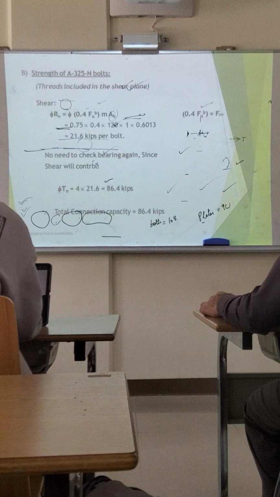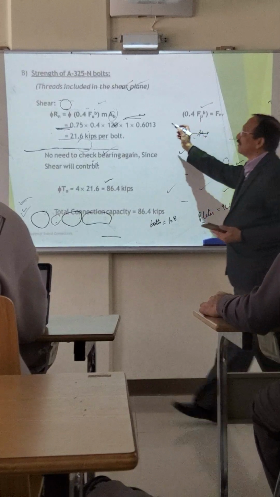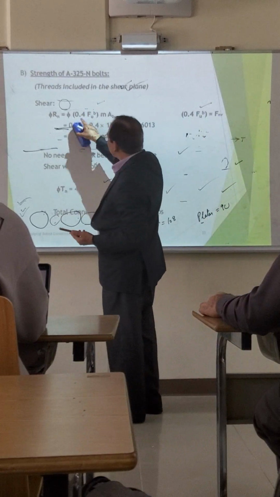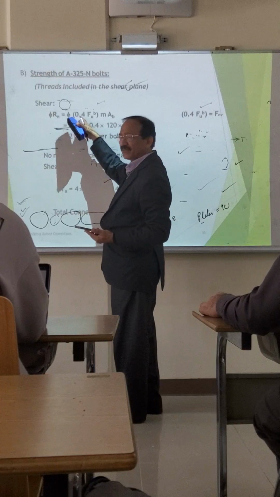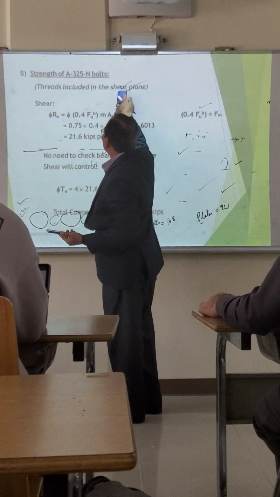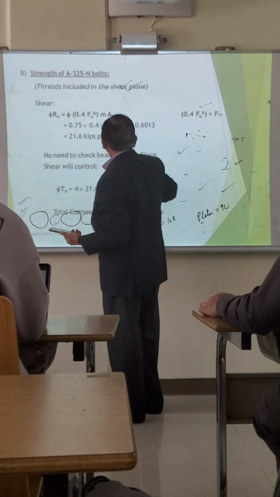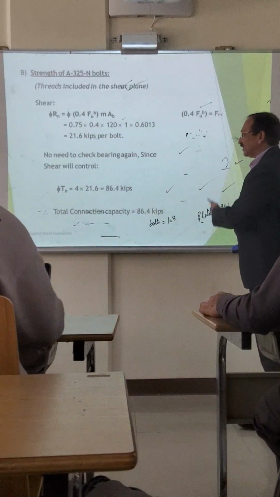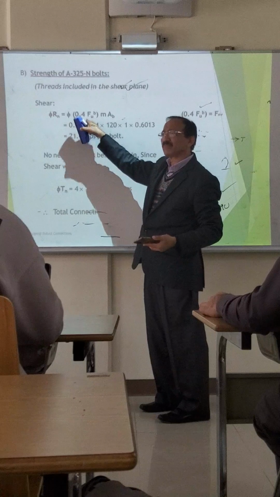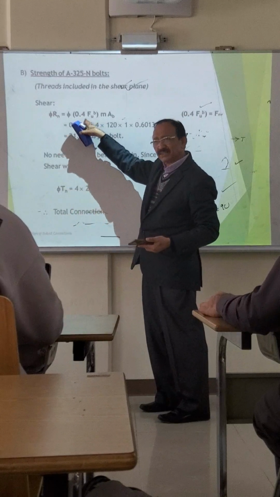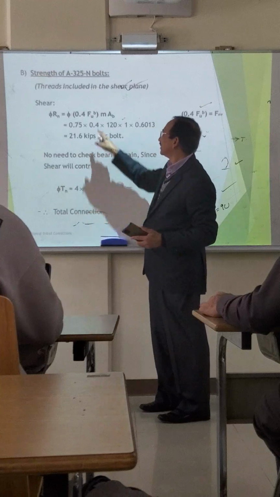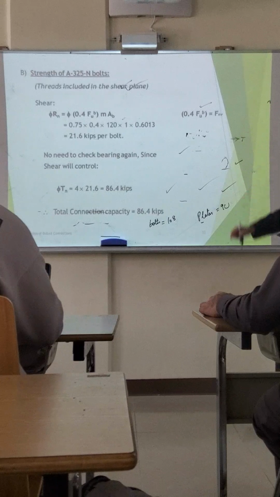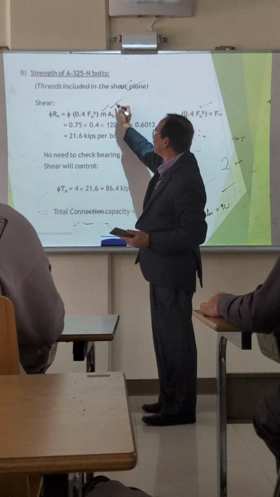So this is what we have, and then we come to the second part where threads are included in the shear plane, and in that case we will just replace it by 0.4. So less strength is taken here. Because of that, the area will be reduced. So instead of calculating the reduced area using fractions and so many things, they are directly reducing the strength, and instead of 0.5, this is written as 0.4. So that 10% reduction has been taken because of the reduction in the diameter because of the threads. So all these things are the same here, only this difference.